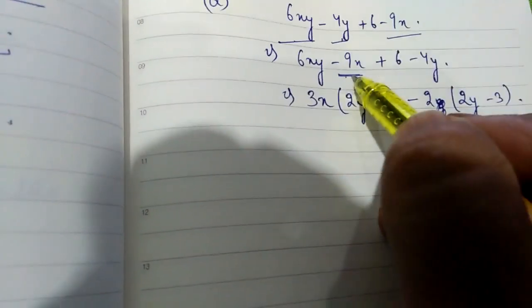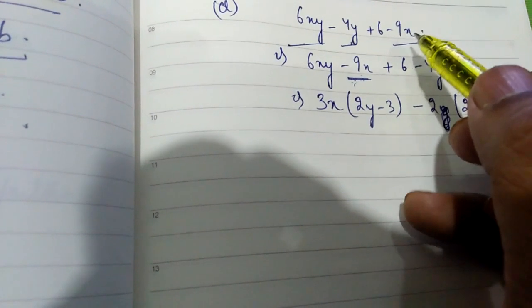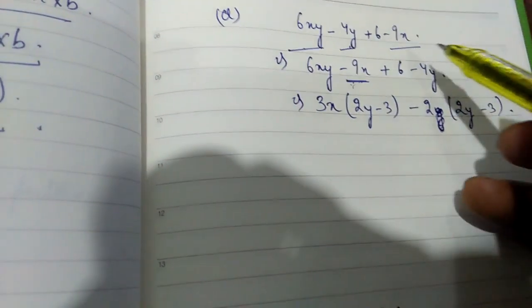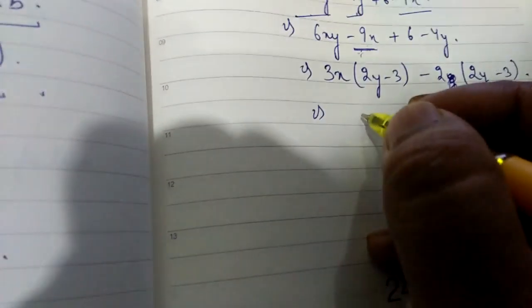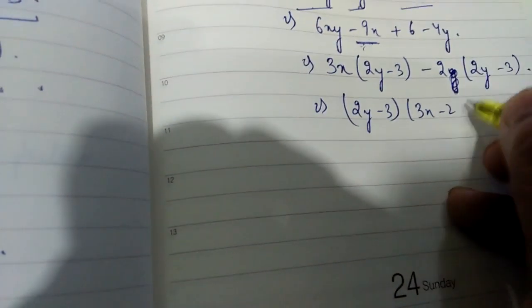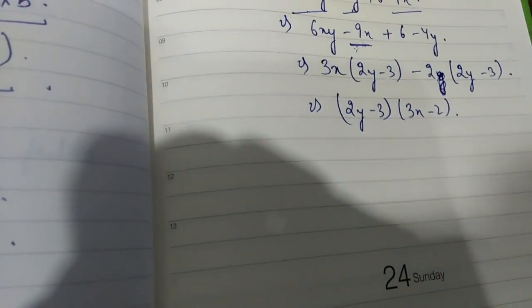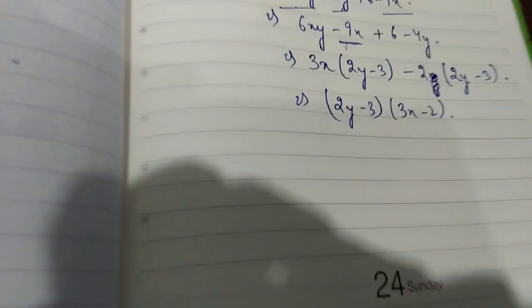Now with time and practice you will be able to understand things better, that is, which term you need to bring where, and which term needs to be reduced further. So 2y minus 3 and 3x minus 2. Okay, so this is simple. You can try a few questions with this and this is going to be simple.